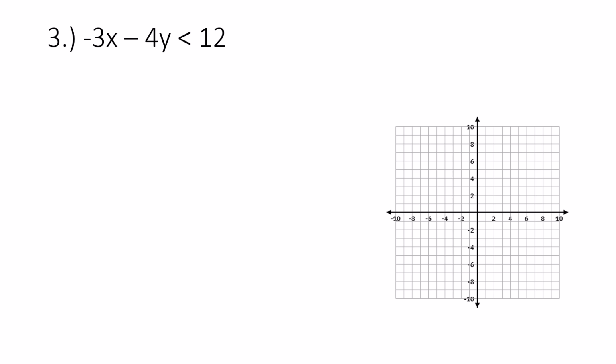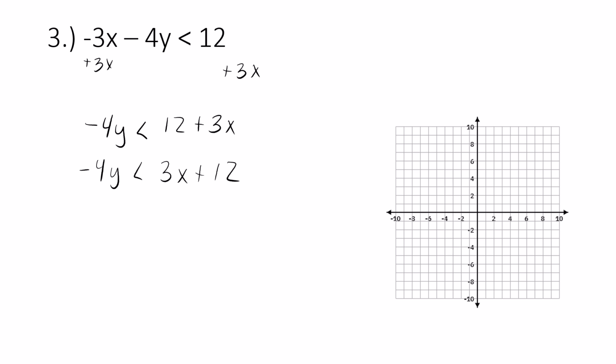So solving this for y, we're going to add 3x to both sides. -3x plus 3x is 0, leaving me with -4y. Now, you might write 12 plus 3x, but since we're going to be graphing it, it might be more comfortable to write that as 3x plus 12. I would normally just write it as 3x plus 12.